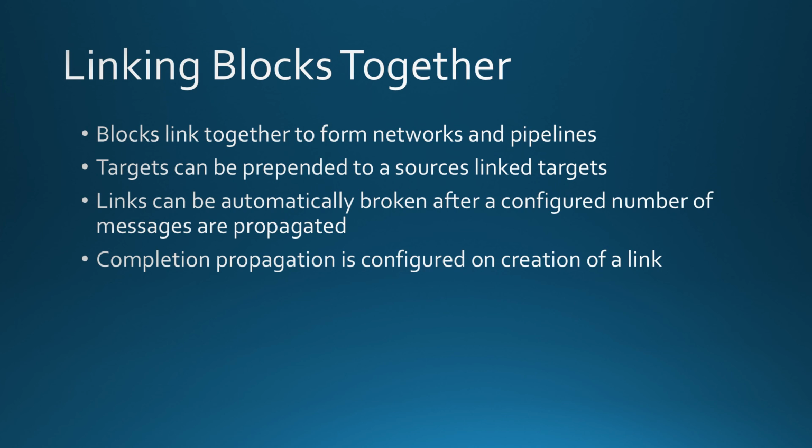Links can also be automatically broken after a configured number of messages are propagated. For example, if you have a source and a target, and you only want 50 messages to go over and be processed by that target, you can define that number when you're creating the link, and then after that 50th message has gone over, the link will be broken. And finally, completion propagation is configured when you create the link. So if you complete a source block and you want its target to complete when the source is done pushing data out of it, you can do that when you create the link.